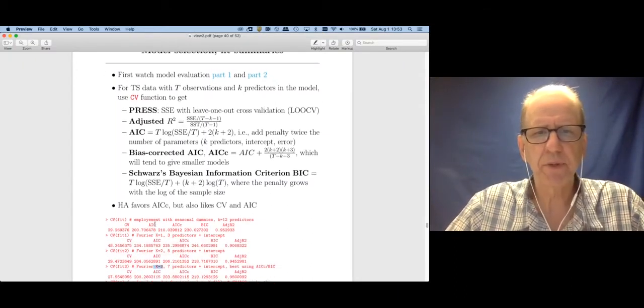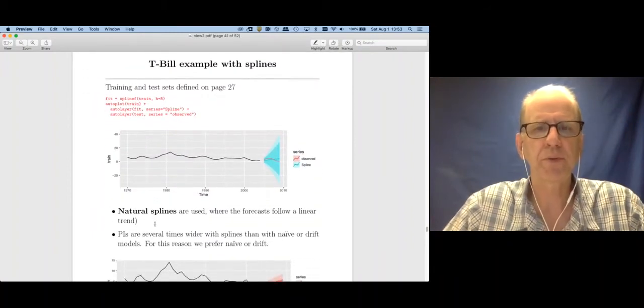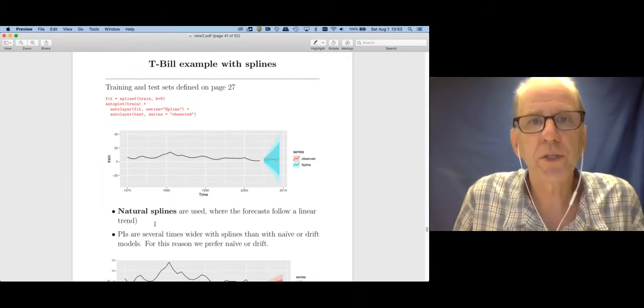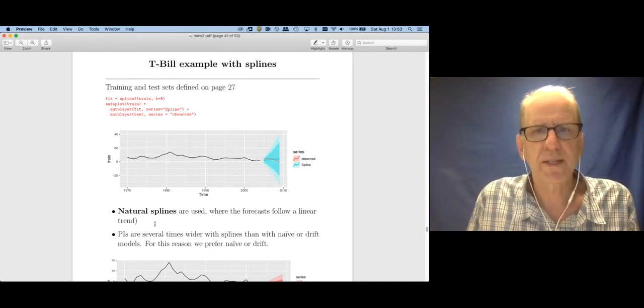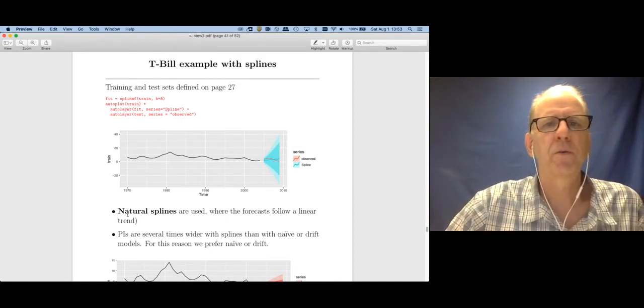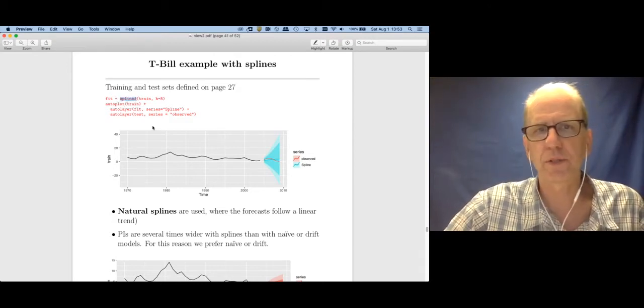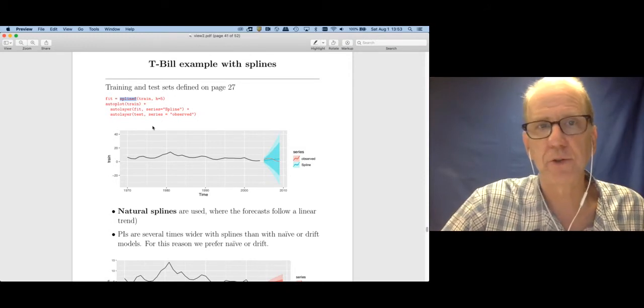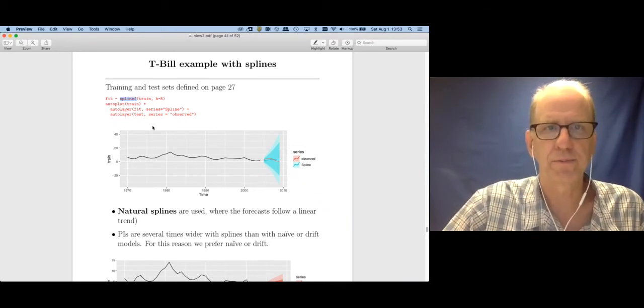The last example that I want to go over with you in this module on time series regression is to illustrate the spline command. So I'm going to do this using the T-bill data. And so there's a function in the forecast library called splines that's going to give us a natural spline. So remember what a natural spline is? Natural spline is going to be a cubic spline that extrapolates with a linear function.